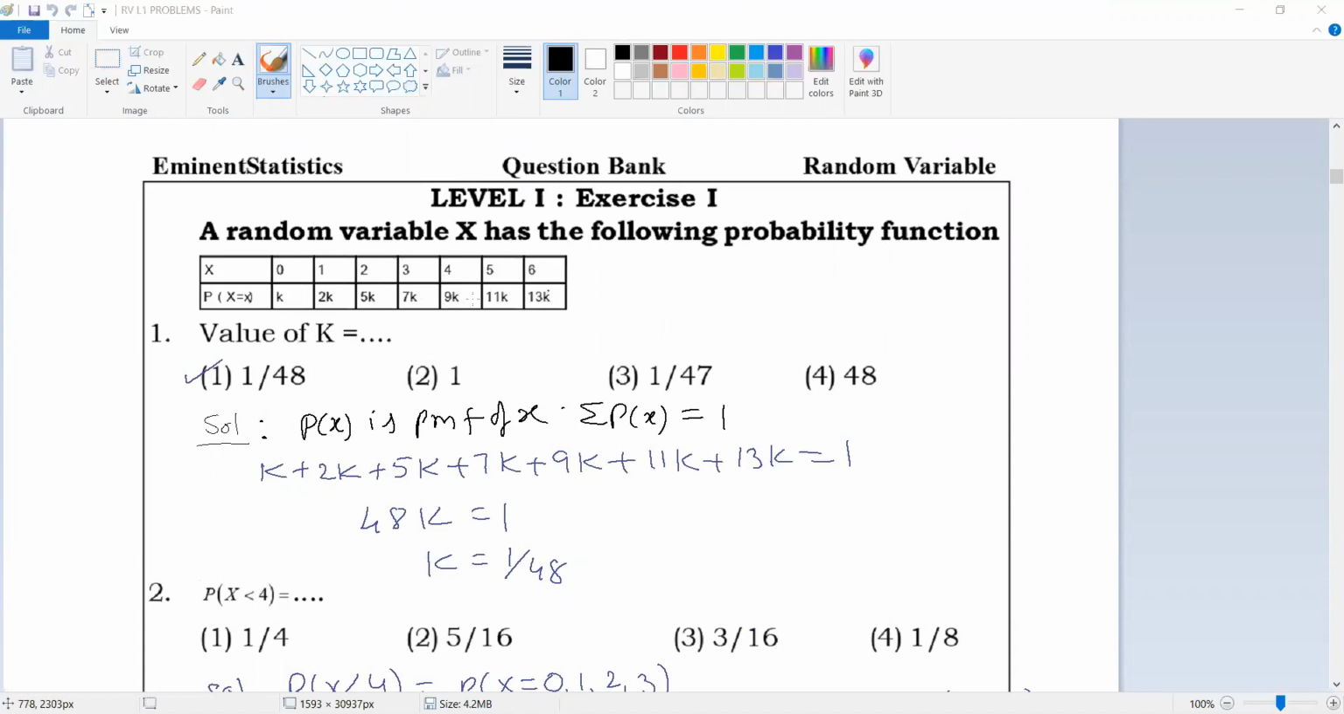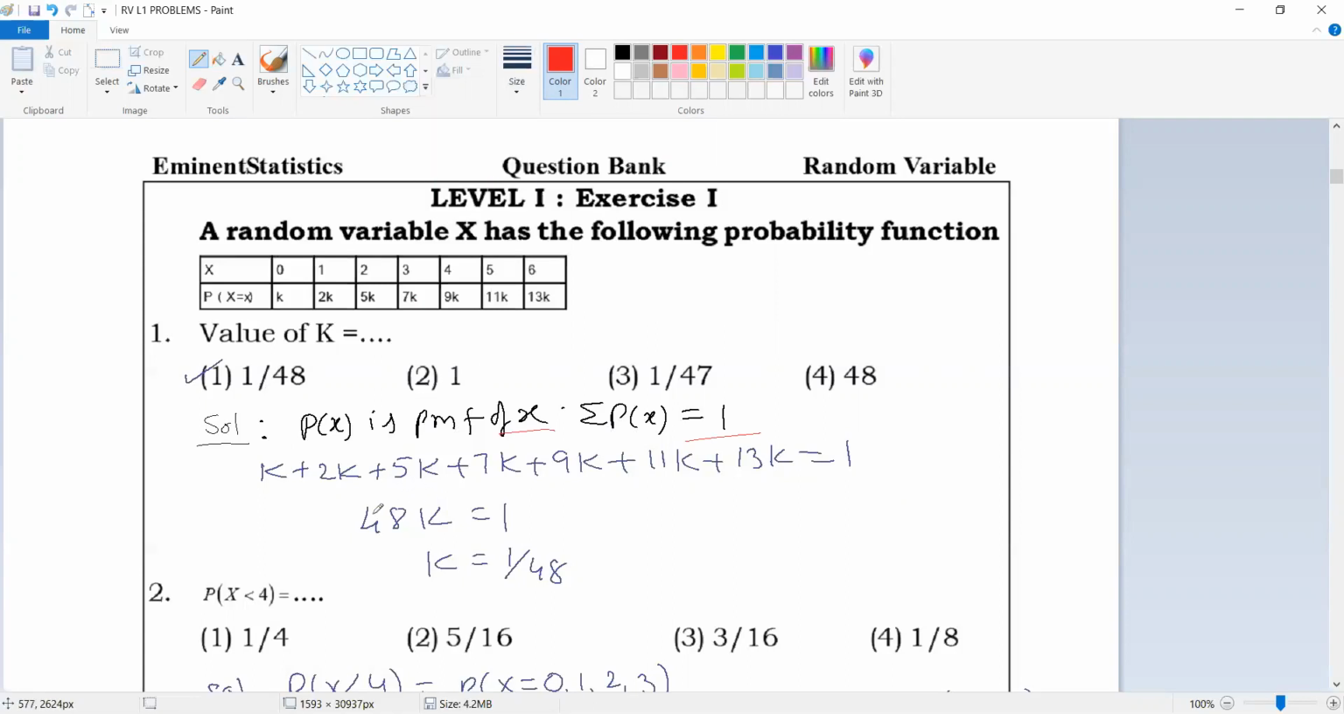Now the given function p of x is a probability mass function. For a probability mass function of x, the sum of probabilities must be equal to 1.